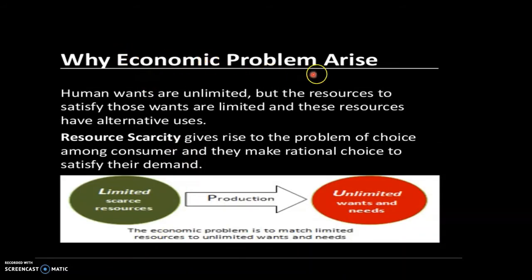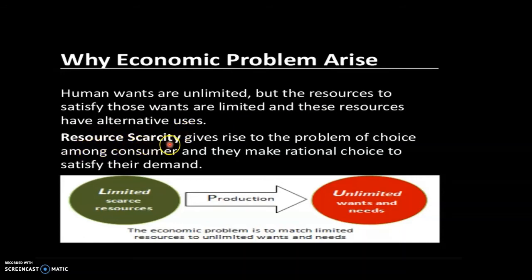Then why does the economic problem arise? What is the reason behind this economic problem? Human wants are unlimited, but the resources to satisfy those wants are limited, and those resources have alternative uses. This is the main reason why the economic problem arises.